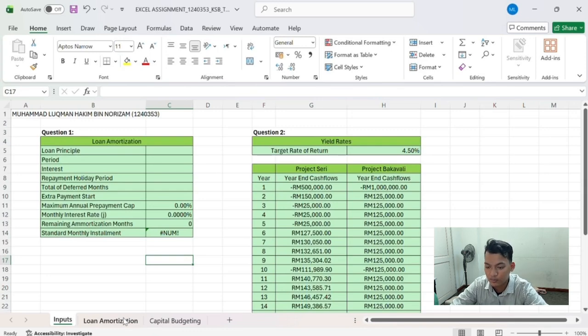So let's go through the question first. Question 1. Ahmed and Sarah are purchasing their first property and have secured a specialized first-time home buyer financing package, which is structured to ease their cash flow with reduced payment obligations during the initial years. A principal amount of 300,000 ringgit has been borrowed for a total tenure of 30 years.